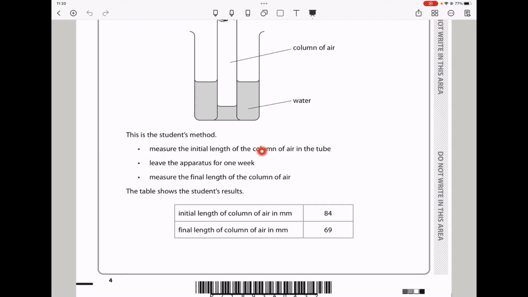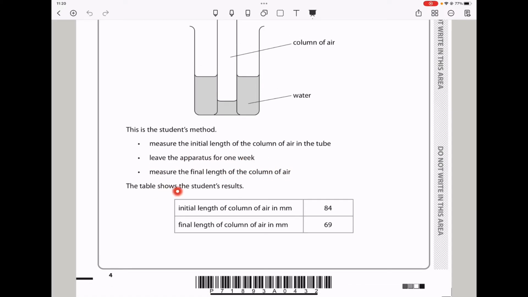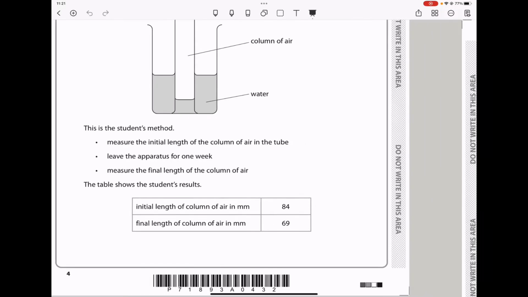Measure the initial length of the column of air in the tube. Leave the apparatus for 1 week, and then measure the final length of the column of air. The table shows the student's results. Initial length of the column of air in millimeters is that, and the final length of the column of air is that. We can see there is a decrease, and that decrease corresponds to how much space was occupied by oxygen that has been used up in the rusting process.